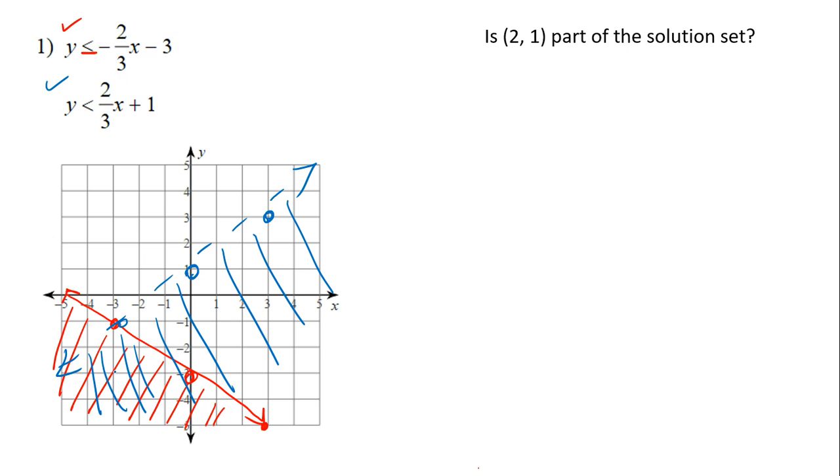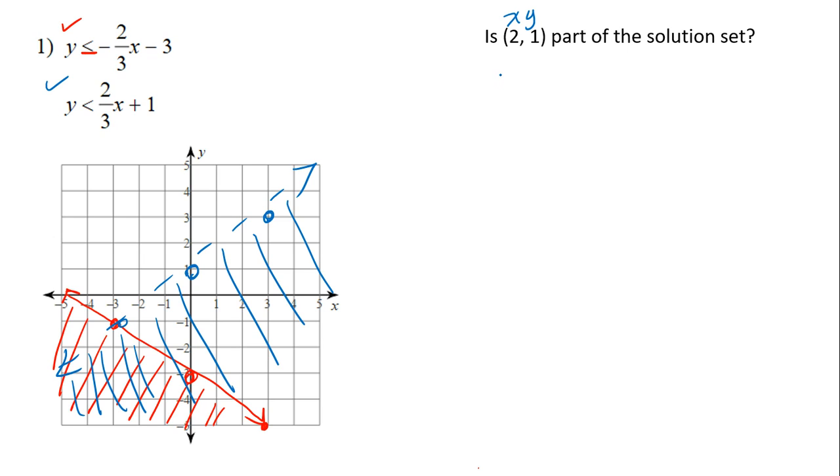So you see where the blue and the red overlap? That is the solution set for the system, for both the first and the second inequality. If you didn't have a graph, you could just plug in (2, 1) for both inequalities, and if you get a true statement for both, then you would say, yes, this ordered pair is part of the solution set.